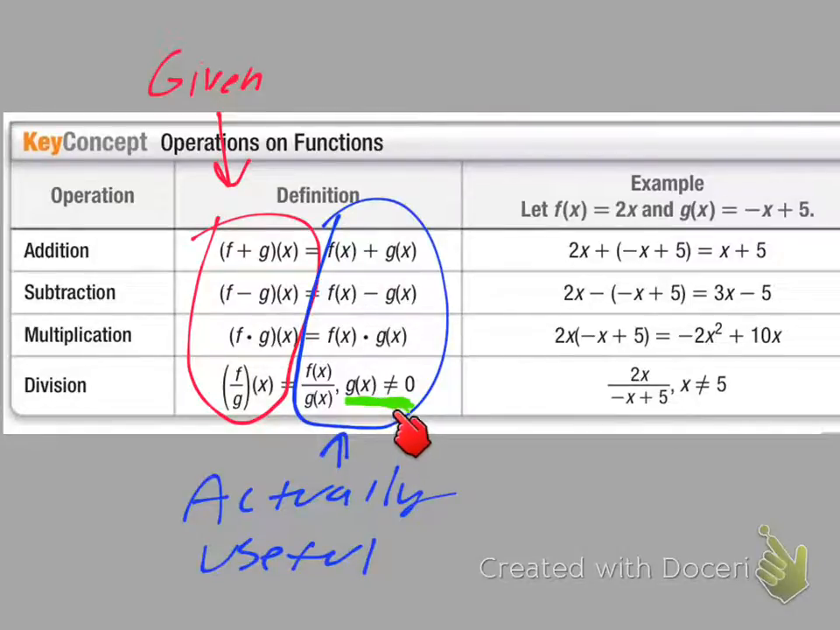Because you have to tell me what number you cannot put into x in your function. That number is whatever number would make the denominator 0. In this case, 5. You plug 5 into x, negative 5 plus 5 gives you 0. You cannot divide by 0, therefore you can't put in 5. That's all you have to do with it though. No synthetic division, no cancellations, no nothing.